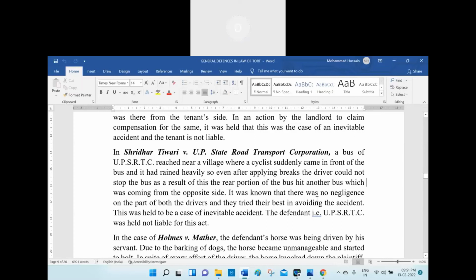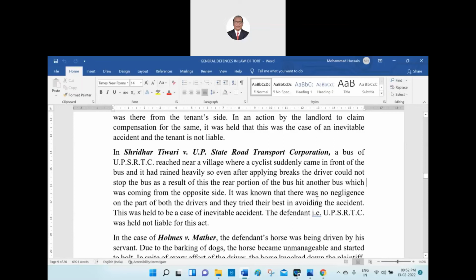In front of the bus, it had rained heavily, so even applying the brakes, the driver could not stop the bus. As a result of this, the rear portion, the back portion, of the bus hit another bus. To avoid the cyclist, he turned, but it still touched the back of another bus which was coming from the opposite side. It was known that there was no negligence on the part of both the drivers, and they tried their best in avoiding the accident. This was held to be a case of inevitable accident.